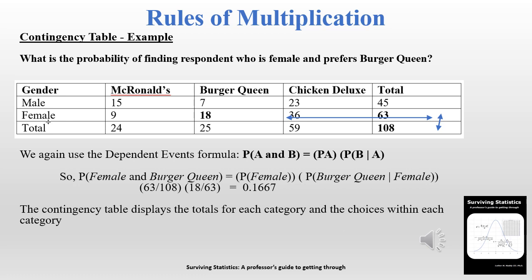So putting the numbers together here, we end up with 63 over 108. We have 63 females in the survey, when there were a total of 108 individuals altogether, and then we multiply that by 18 of the 63 females who preferred Burger Queen. So 18 divided by 63 times 63 divided by 108 equals the probability of 0.1667.